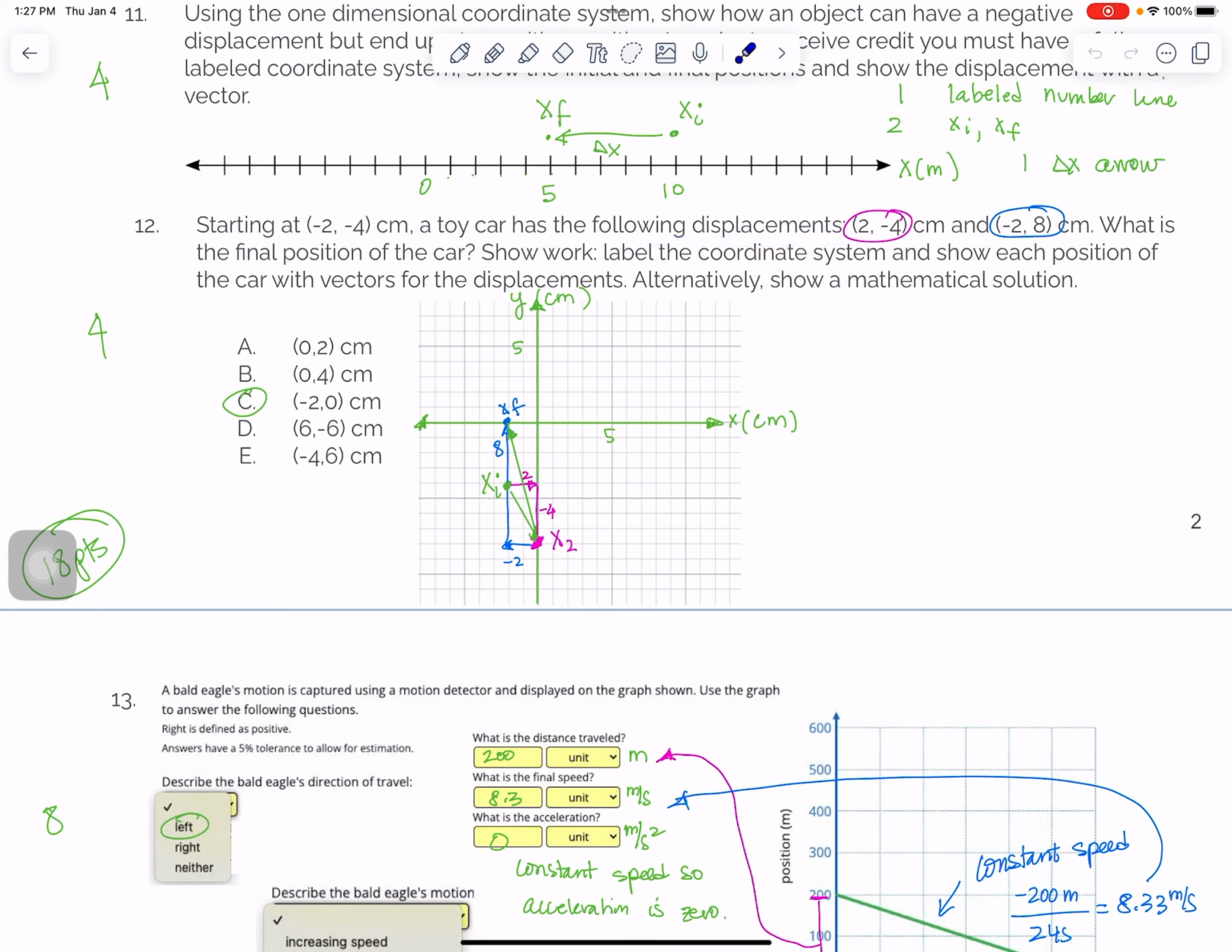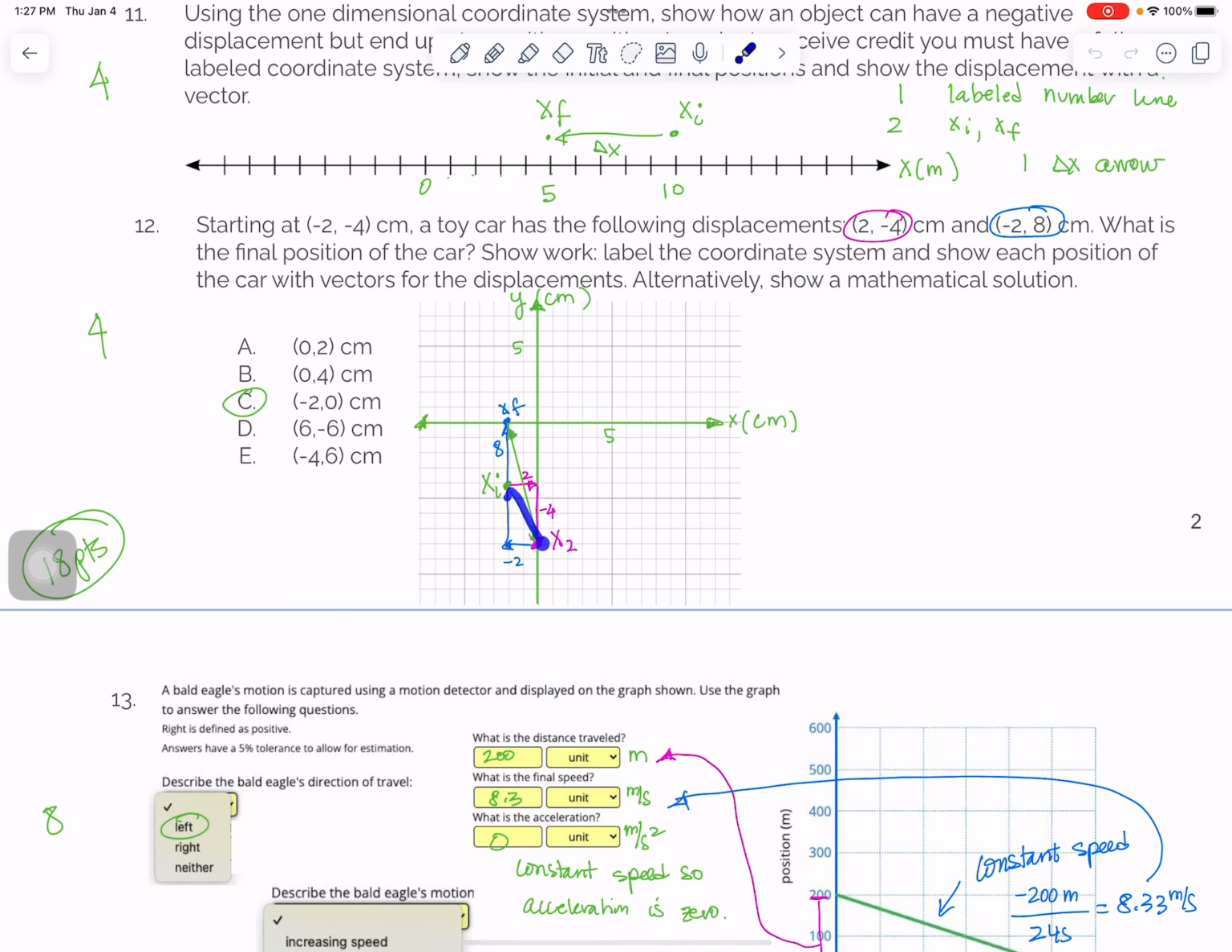My displacement, the one in pink, went +2, -4, so my second position is right there. And then my second displacement, in blue, went -2 and then +8. So this is my last position. And so the final position is going to be -2x, 0y. Sorry, I know my y's and my x's.